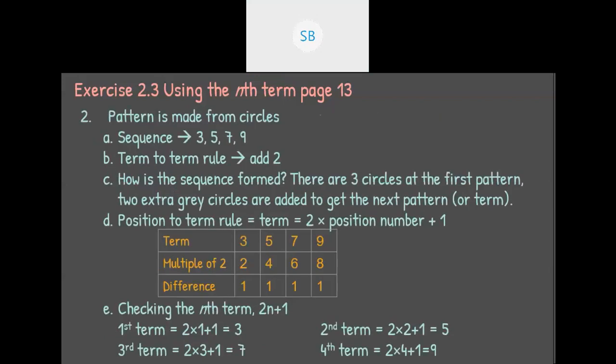For the question 2, there are patterns that are made from circles. I do not draw the circles in here. I just write down the number of circles on each pattern. So for the sequence of number of circles, it will be 3, 5, 7, and 9. Wait, I heard there is a background voice.